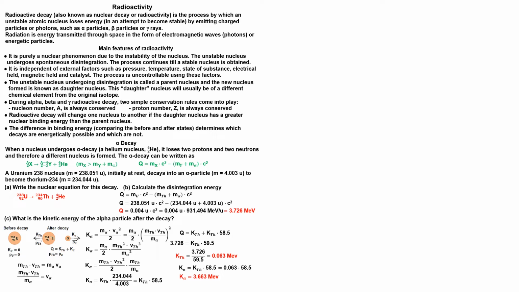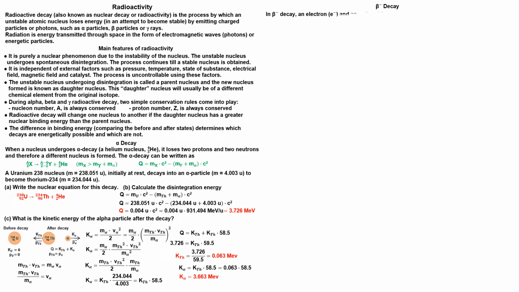Beta decay is the process of converting an unstable nucleus to a stable nucleus by releasing electrons or positrons. There are 3 forms of beta decay: beta minus, beta plus, and electron capture. Now let's get somewhat detailed into that.